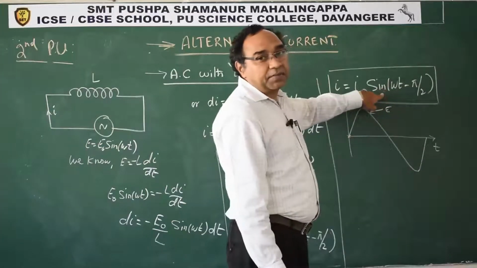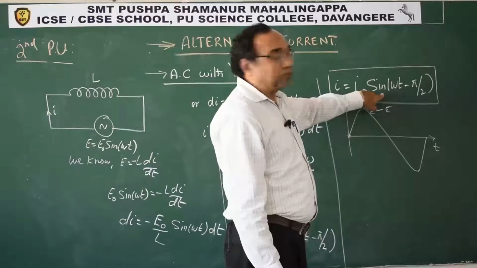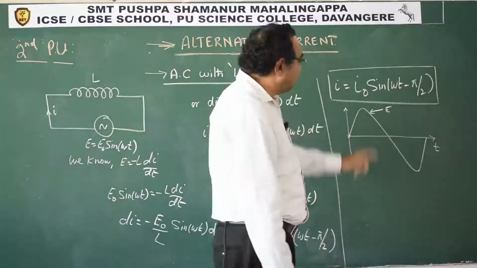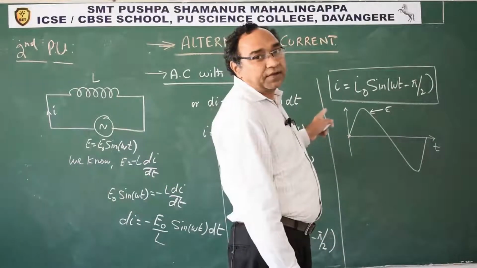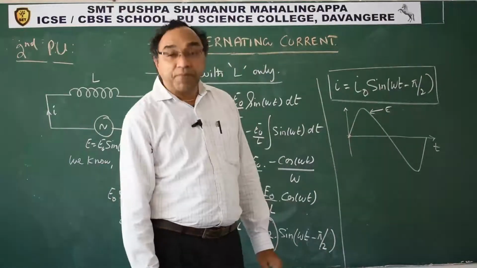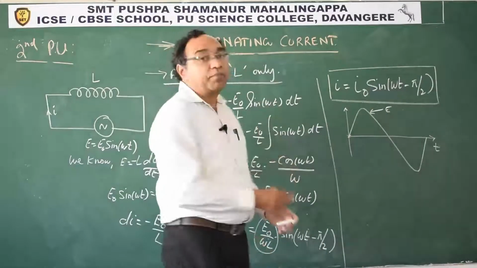Sine of minus pi by 2 is minus sine pi by 2. So it will start from minus I naught. So negative side you have to take. That is exactly how you will be plotting. So there is a phase difference of pi by 2. That is how you will plot.